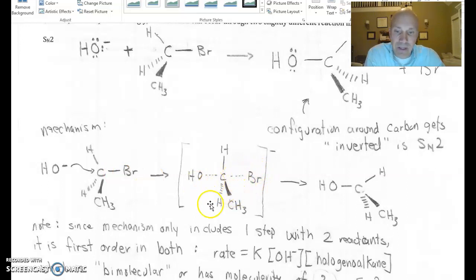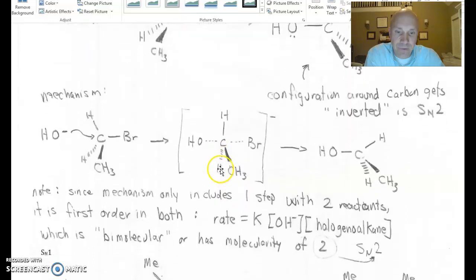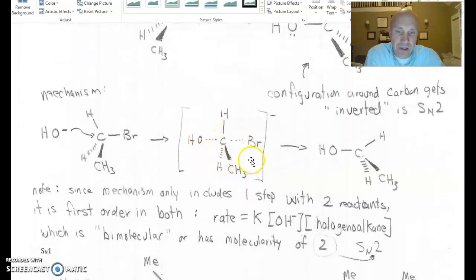One thing about this particular intermediate right here is that these bonds, this and this, would have a trigonal planar arrangement if we just looked at that right there. A way that you can think about it is like an upside down Y, where this is normally the stem of the Y, and here are the two things that normally make up the top of the Y, and we're looking at it on its side.